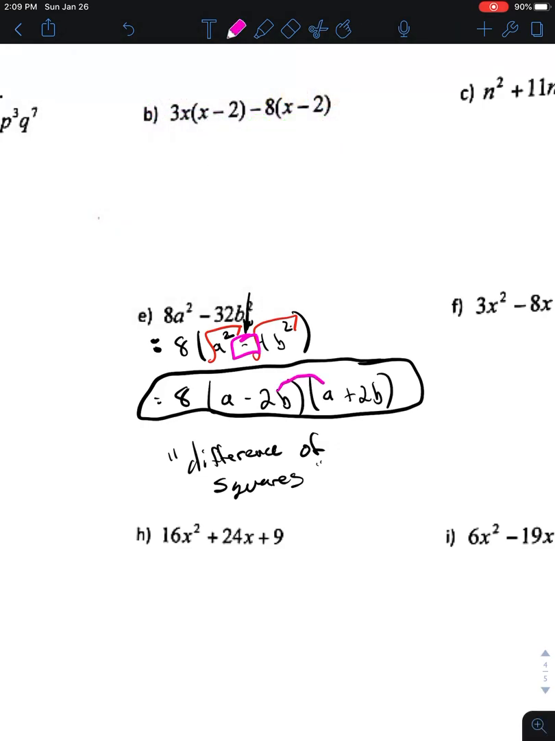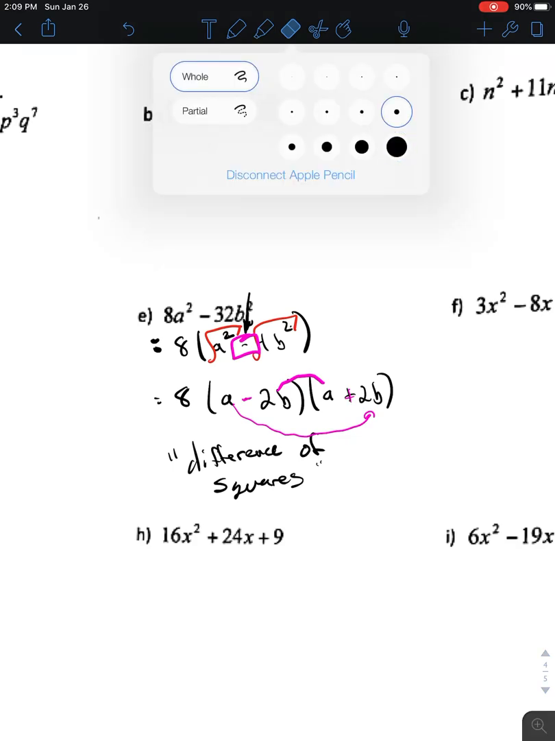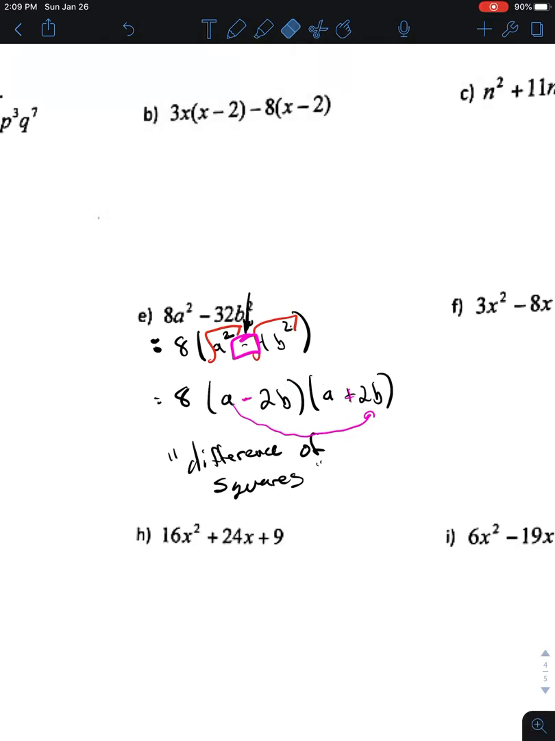You see how, if I were to expand this, do you see what I mean by the purple in the middle? How I don't see 2 in it? If I expanded this, I would have gotten a negative 2BA. And if I expanded this one, that would have given me a plus 2BA. So then they would have canceled, so they don't appear in the middle. That's how I know that these signs have to be opposite. Make sense?